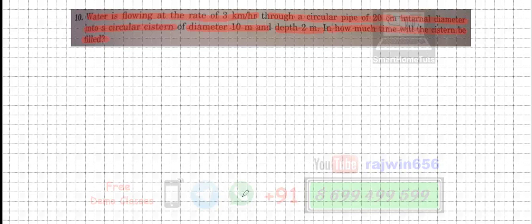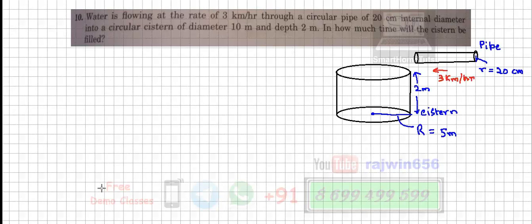Now, according to the question that is given, I'll draw the figure. Okay, this is the figure that is going to be there. This is your pipe. Its internal diameter is 20 centimeters, so its radius is going to become 10 centimeters. I'll just write that 10 centimeters. This water is flowing through the pipe. The speed of this flow of water is 3 kilometers per hour.